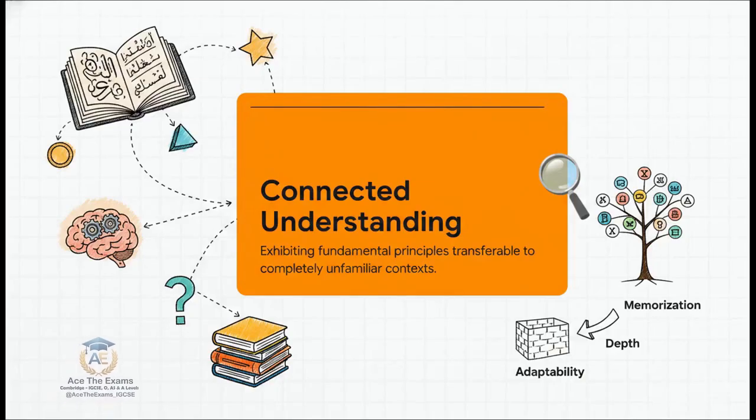And that brings us to the absolute holy grail of the Cambridge syllabus: connected conceptual understanding. This is the ultimate ability to exhibit fundamental principles that are entirely transferable to completely unfamiliar contexts. Guys, this is exactly what separates the top-performing A-star students from the rest of the pack. You simply cannot just memorize an essay offline and paste it into Passage 2. It will not work. You have to genuinely understand the fundamental principles of the Arabic language and then apply them dynamically to whatever weird, unfamiliar scenario or context the exam throws at you. It is entirely about your adaptability and your analytical depth, not your robotic memorization skills.